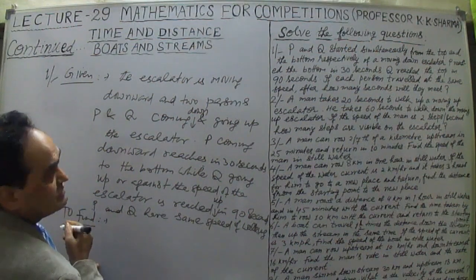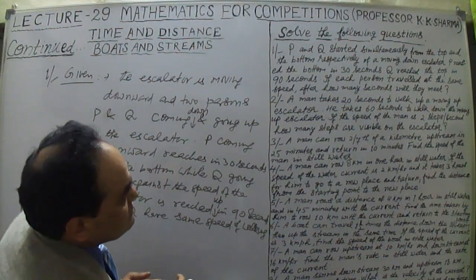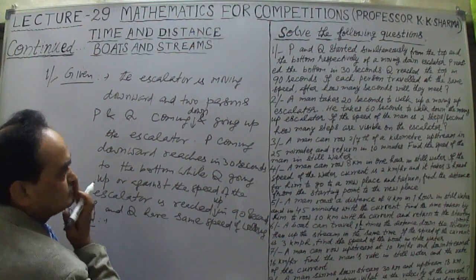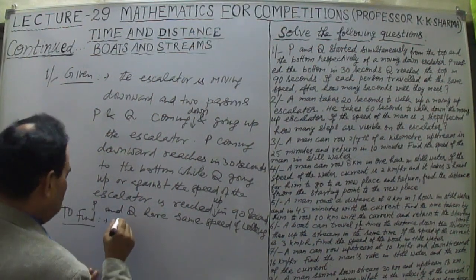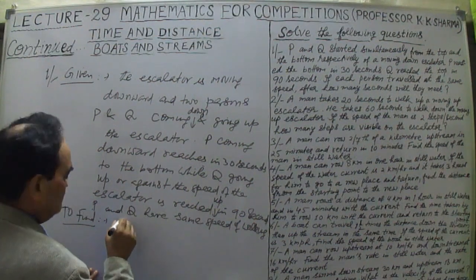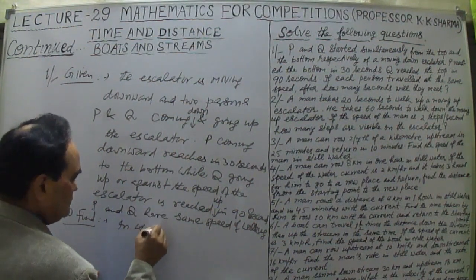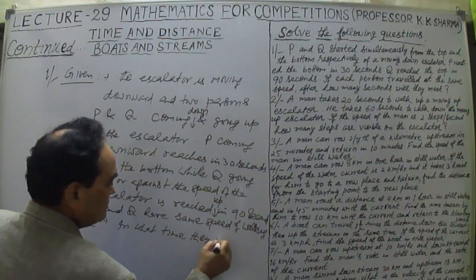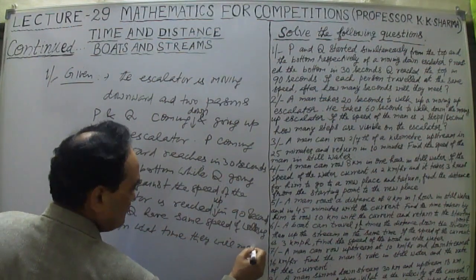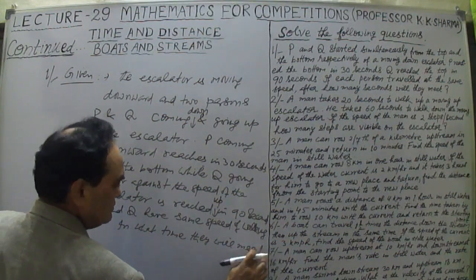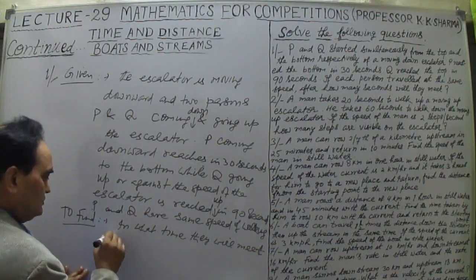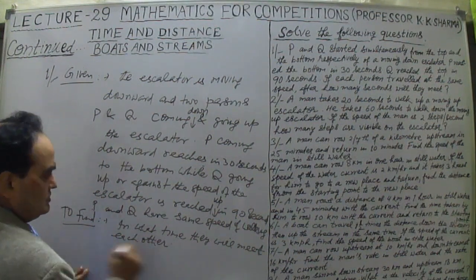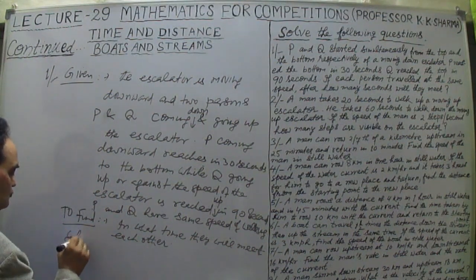Each person travels at the same speed. After how many seconds will they meet each other? That is what we have to find out. Now see the solution.